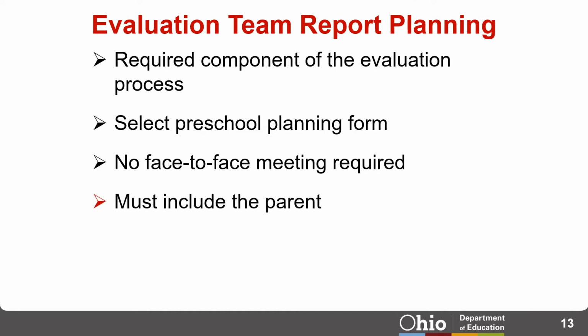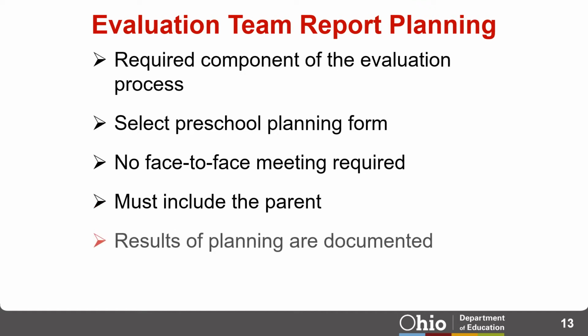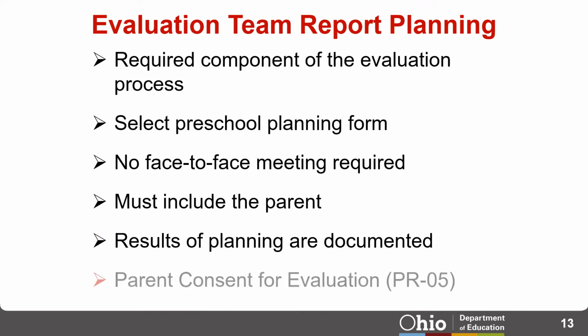The parents must be included in the planning process, or the district needs to document that the parent declined to participate or was not available after reasonable efforts were made to involve them. The parent must be fully informed of all information relevant to the evaluation for which consent is sought, in the parent's native language or other modes of communication. The results of the planning meeting must be documented on the planning form, which is a component of the evaluation team report, PR-06, and the district must obtain parental consent for an initial evaluation, Parent Consent for Evaluation, PR-05.